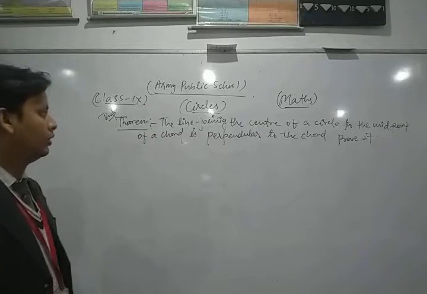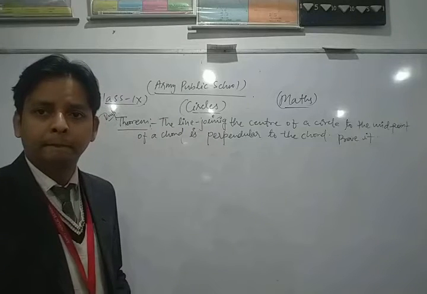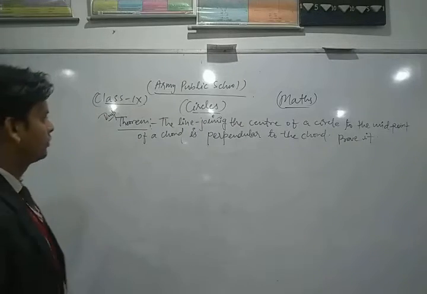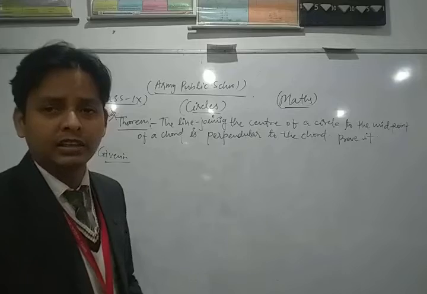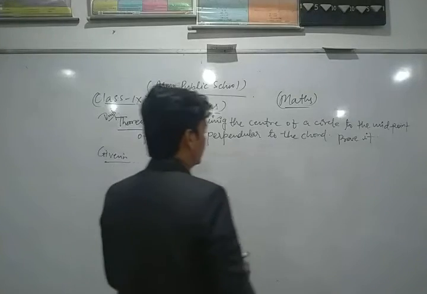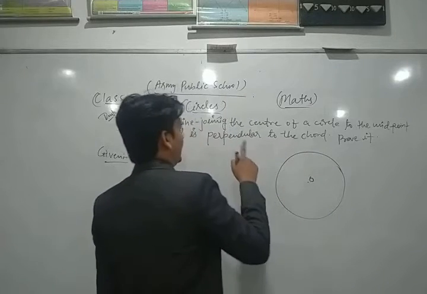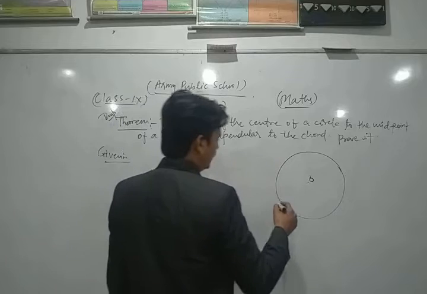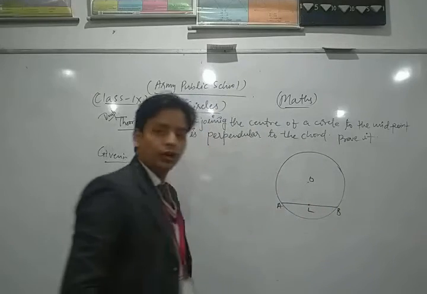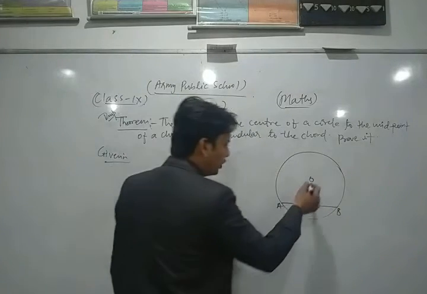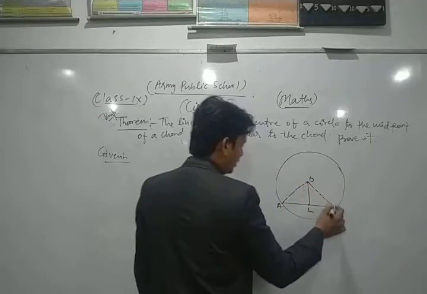Okay, dear students, now let's see the process of proving that theorem. First of all, we write the given. In the given, first of all, we draw a circle. Look, I will take O as the center. Here, the line joins the center of a circle to the midpoint of a chord. Suppose AB is a chord, and L is the midpoint of the given chord, and we join OL. We also need some construction: we join OL as well as OB.